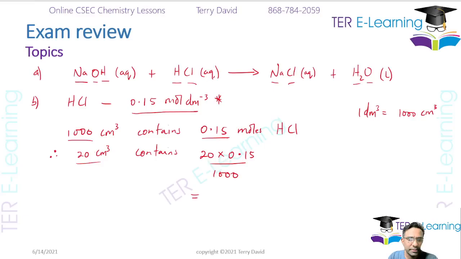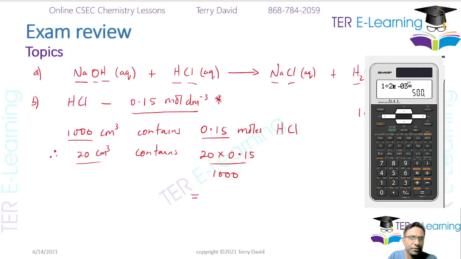So let's see, I think I do have my calculator up. Yeah, I do. So this is the typical calculator that I use for all my subjects that I teach, maths, chemistry, and physics. So let's see, what do we want to work out? It's 20 by 0.15 over 1000. So we're going to say 20 multiplied by 0.15 divided by 1000, and what you're going to get is 0.003.